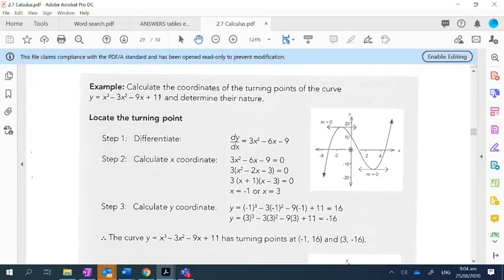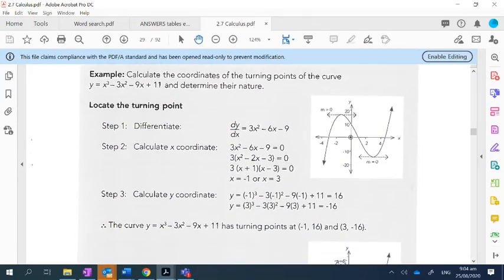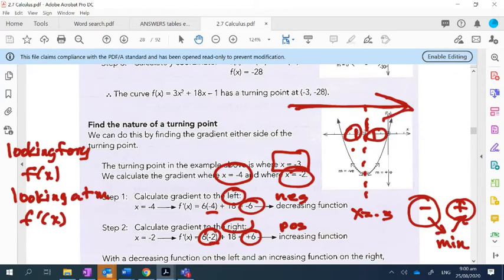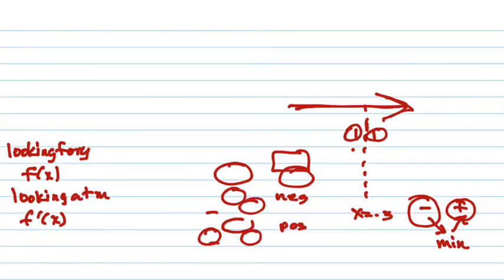All right. Let's look at this example. Calculate the coordinates of the turning points of the curve. And again, the steps for doing this are always the same. So let's just write out some steps really quickly. Get some paper.